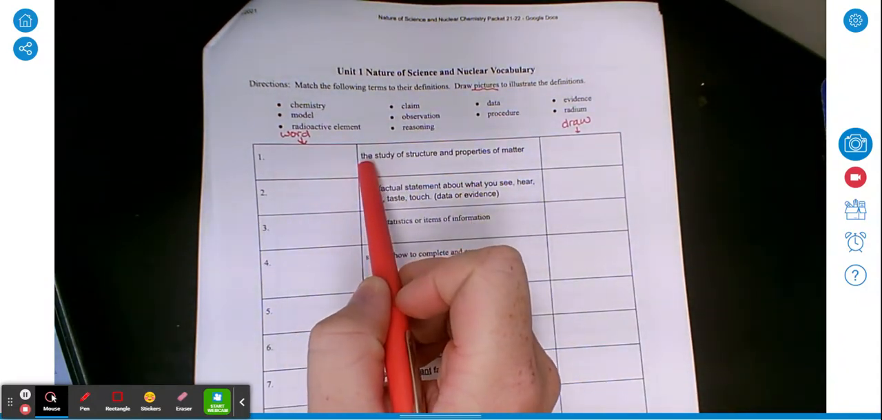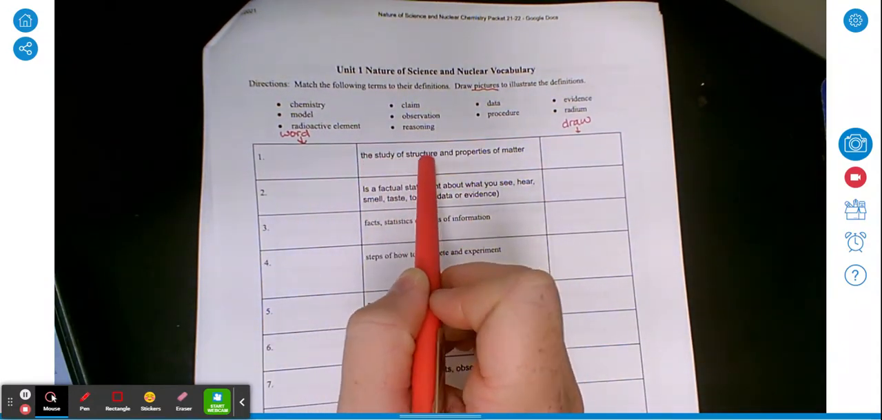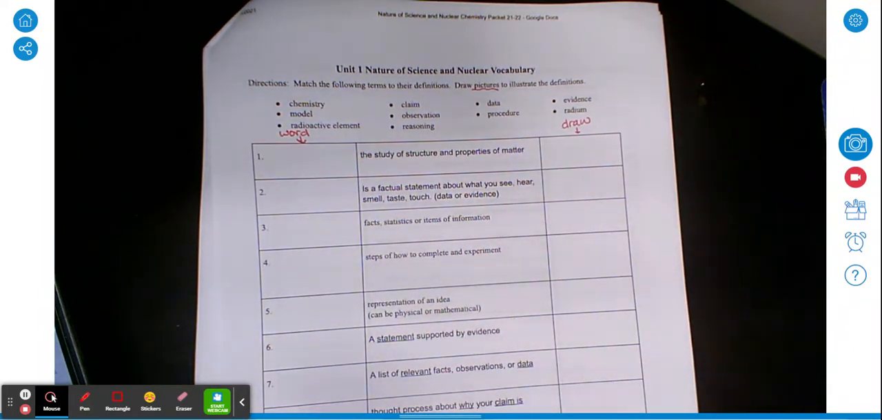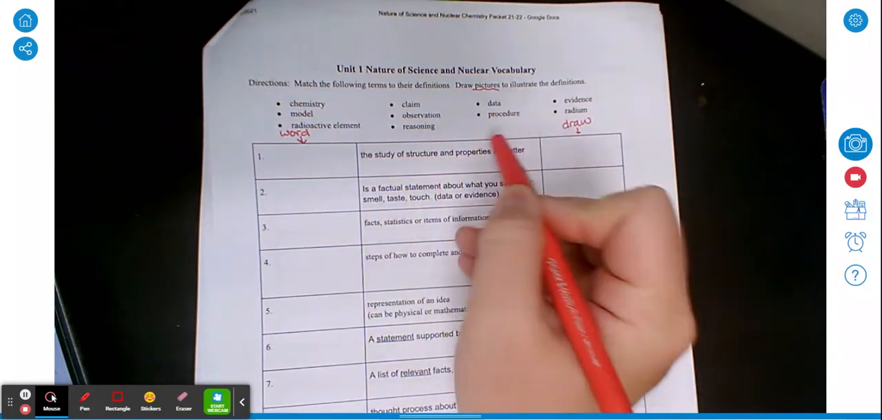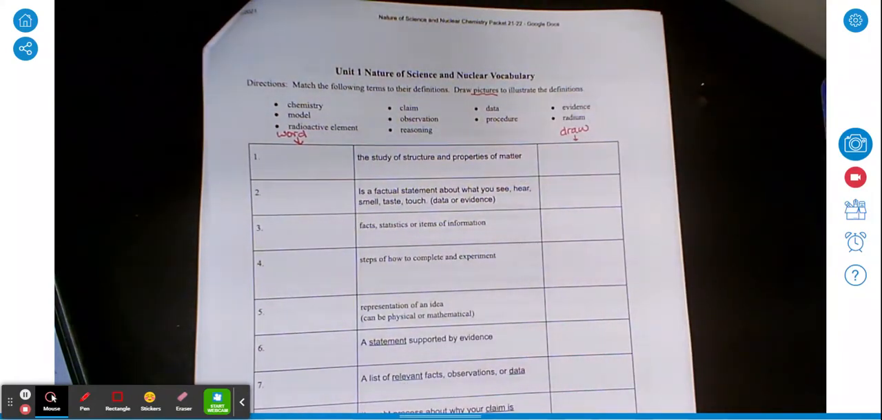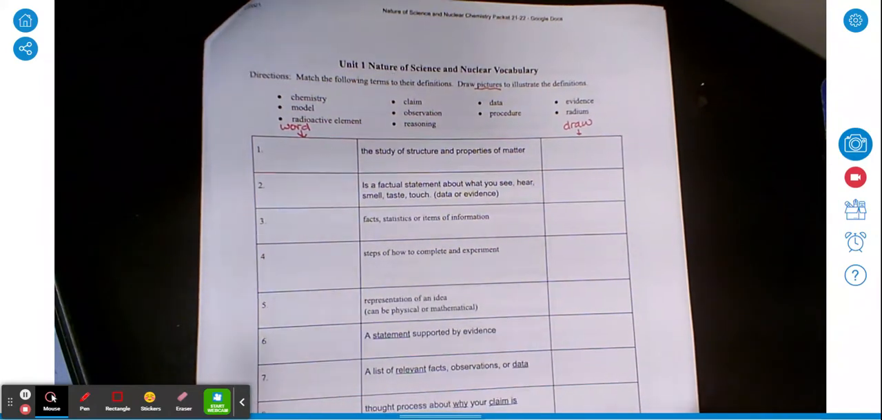I get to the first one and I can see the study of structure and properties of matter. That has some of my keywords. Had structure, had properties, and had matter. That's a good contender, but we always want to look through our entire list.